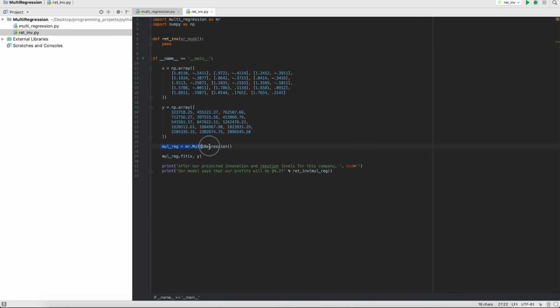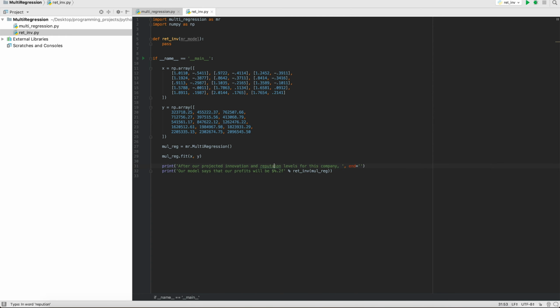So here we're just creating the multi-regression model. Here we're using the fit function. Fit and train are the same functions, I just prefer to use fit in this case. As inputs to this function, I'm just giving it the x and the y. Finally, we're printing something here that answers the question.